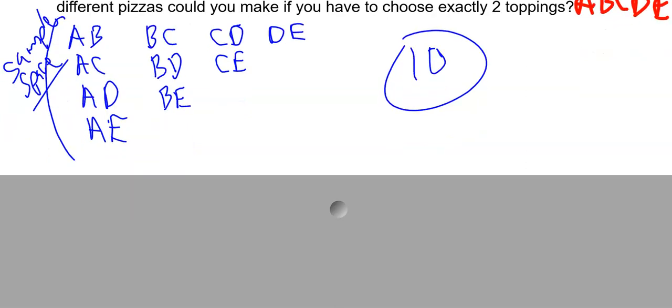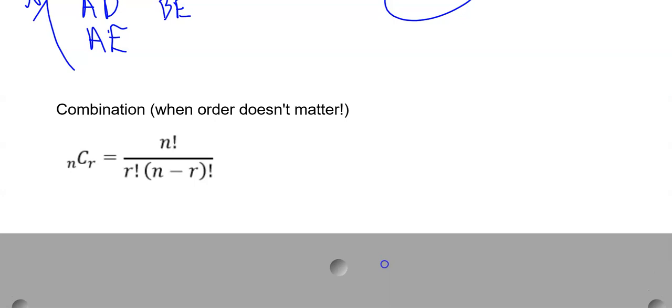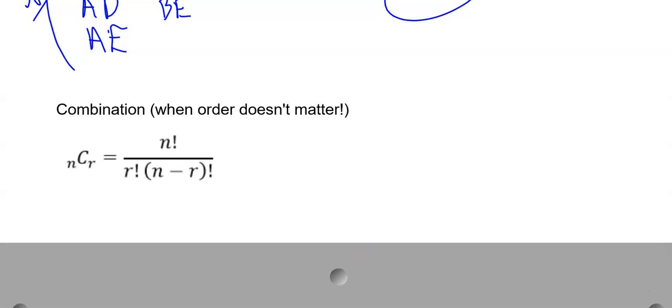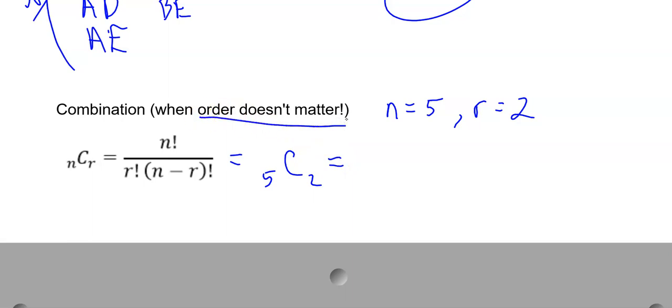Let's do the same question using when order doesn't matter. So n is the number of possible items. In this case, there were 5 toppings. But how many are you choosing? So r is how many at a time, so we're choosing just 2 of those 5. So according to the formula, this would be 5 choose 2. Order doesn't matter in this problem. We don't care which order the toppings are given in, but we're choosing 2 of the 5.